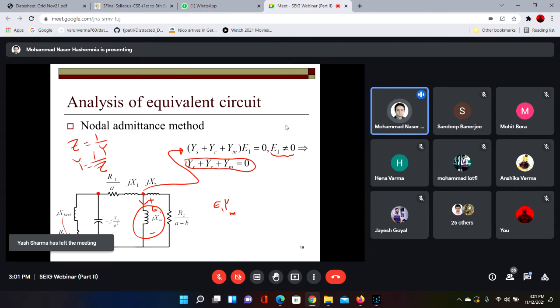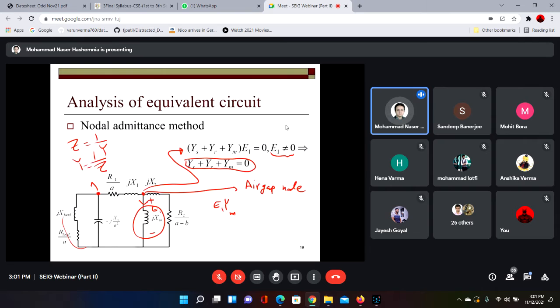across this node, known as the air gap node, should be 0. The summation of the admittances across the air gap node should be 0. We could have used the same principle in this node also. Yes, this is known as the capacitor node.